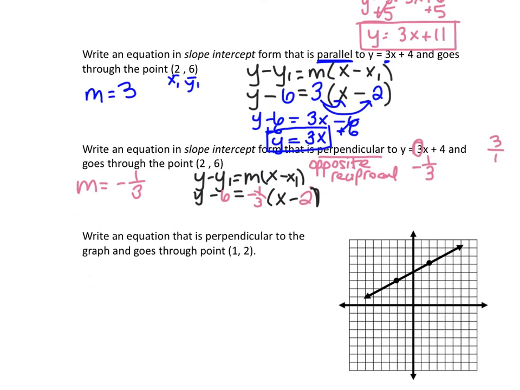So now we're in point slope, but we still have to get to slope intercept. So we'll have to distribute out our negative 1/3. And this is going to be a fraction. I'm sorry, guys. Just bear with me during this. It's not very pretty. So we get y minus 6 equals negative 1/3 x. Remember, negative times a negative becomes a positive. So positive 2/3. All right.